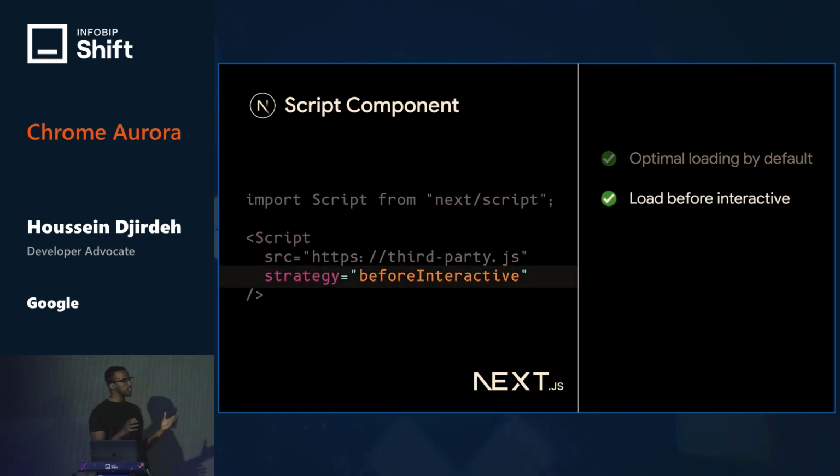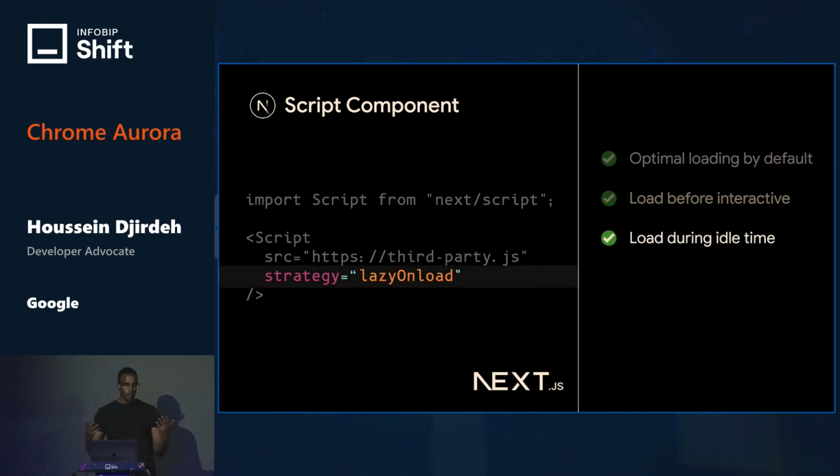But there can always be some instances where we need a particular third-party script to load as soon as possible. No worries. We've added a strategy property where you can specifically choose to load the script before the page becomes interactive. And what about scripts that are very low priority that we'd like to load as late as possible? Well, there's a lazy on load option that lets you do that by loading the script during browser idle time.